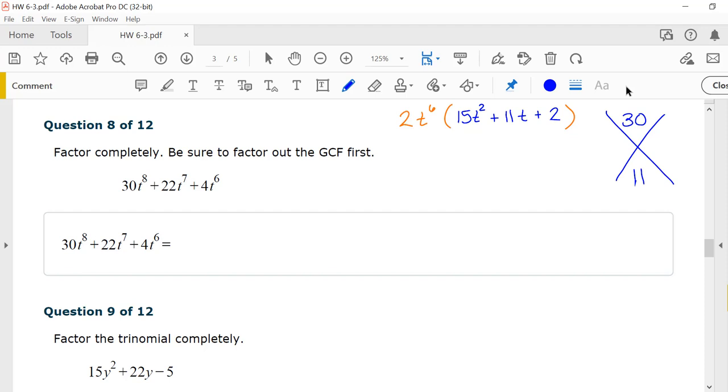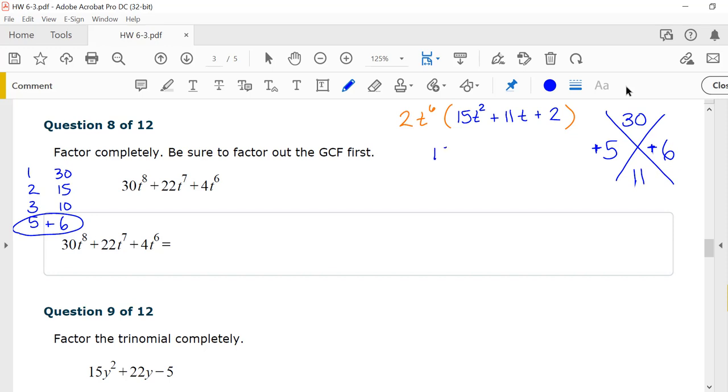Factors of 30. 1 and 30. 2 and 15. 3 and 10. 5 and 6. Okay, the top number 30 is positive, so the signs are the same. 11's positive, so they both need to be positive signs. 5 plus 6 gives me 11. So those are my numbers there.